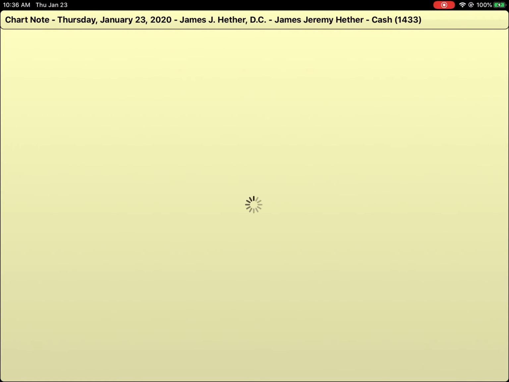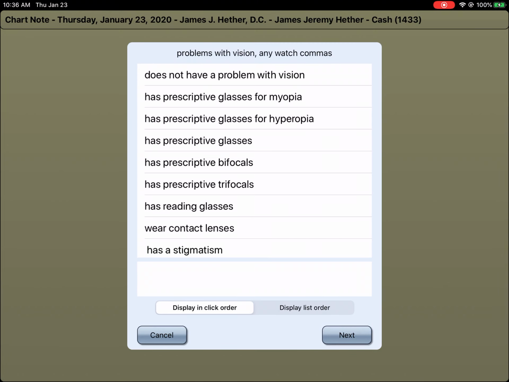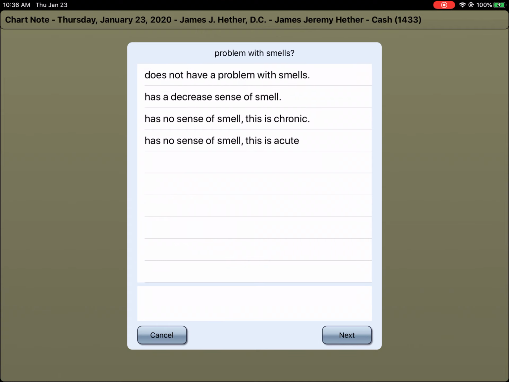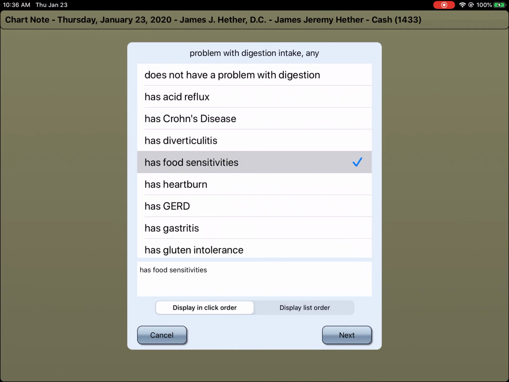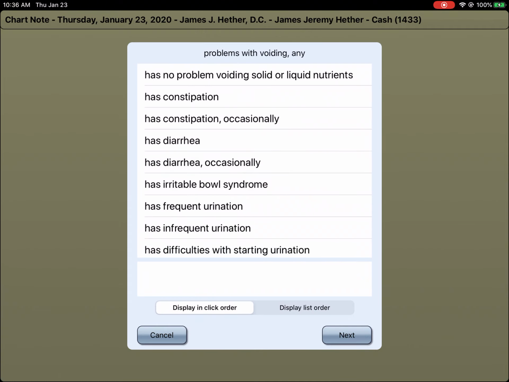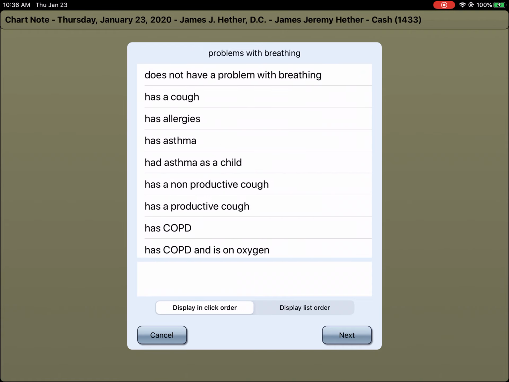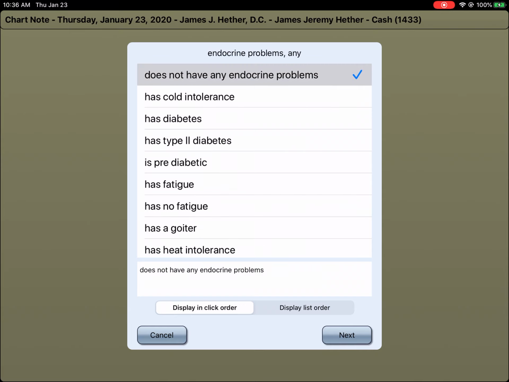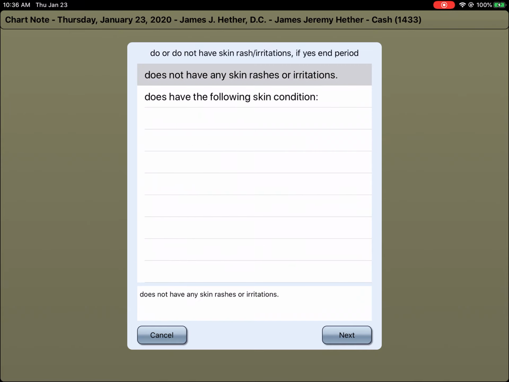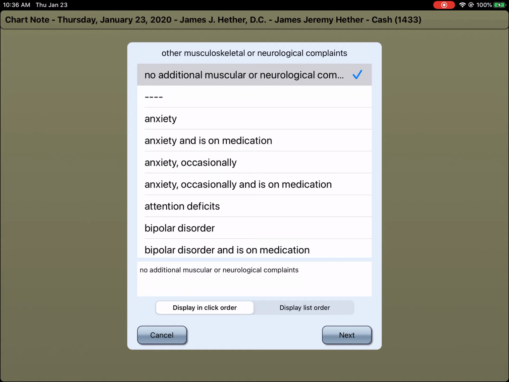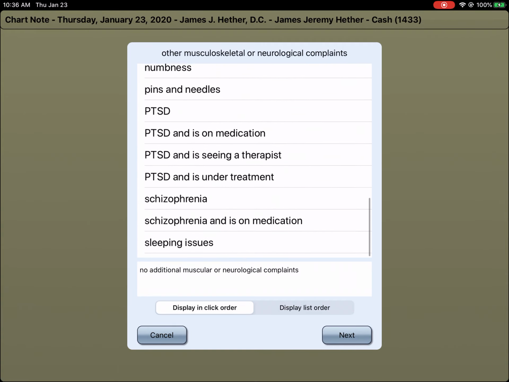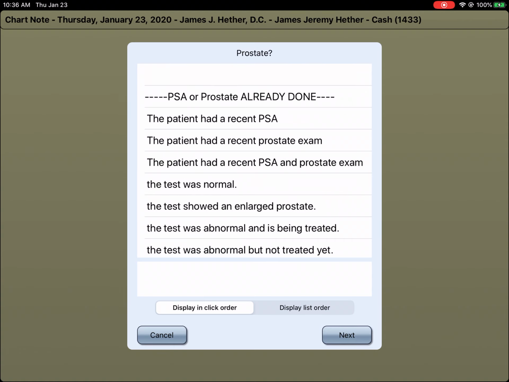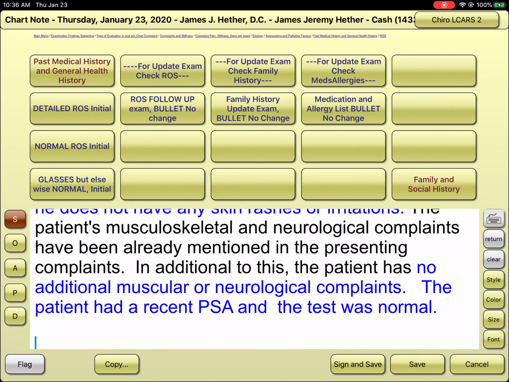We can ask the person, do you wear glasses? And they can say, I have prescriptive glasses, yes. They denied any problem with hearing or smells. They have a little bit of food sensitivity, and on occasion, they have some diarrhea. But beyond that, they've had no hernias, no breathing issues, no chest pains, heart palpitations, diabetes or thyroid issues are negative, no skin irritations, no anxiety or depression or PTSD or numbness or sleeping issues, not a female for mammogram, and let's say that they have had a recent PSA and the blood test was normal going forward.